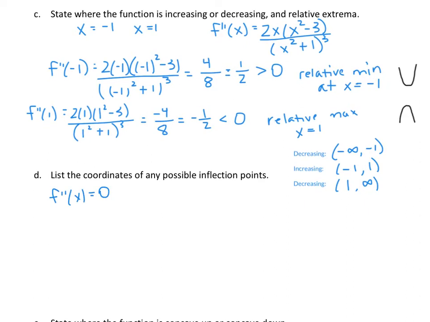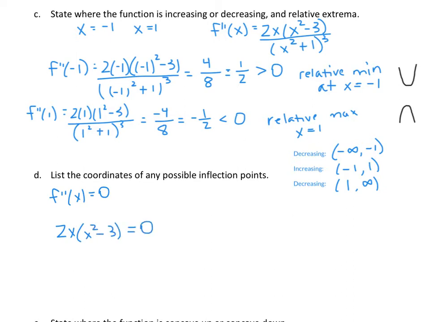Next, we want to list the coordinates of any possible inflection points. Inflection points are where the graph changes concavity. Well, the second derivative tells us about concavity. When the second derivative is equal to 0, it means the concavity could potentially be changing. So let's set the second derivative equal to 0. We're setting 2x times (x squared minus 3) equal to 0.